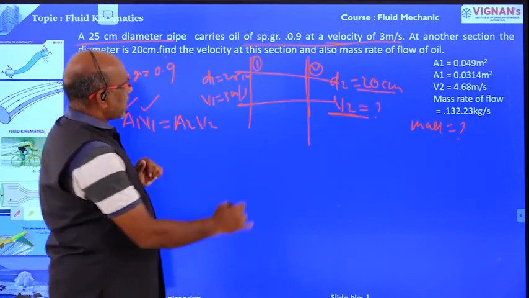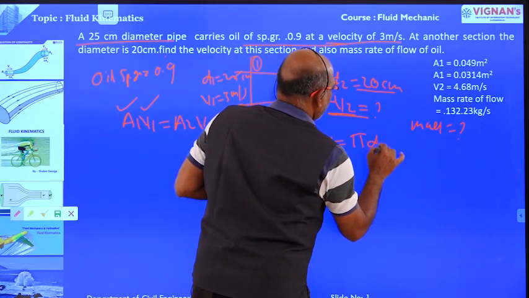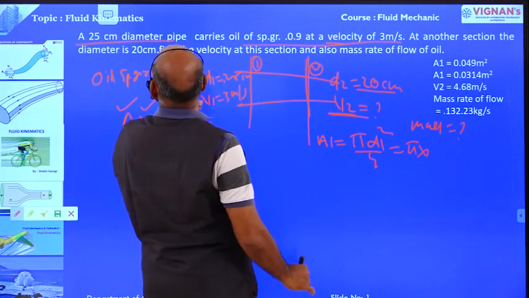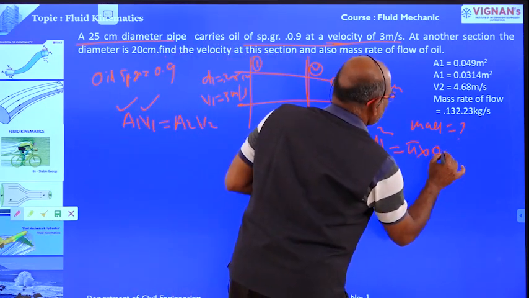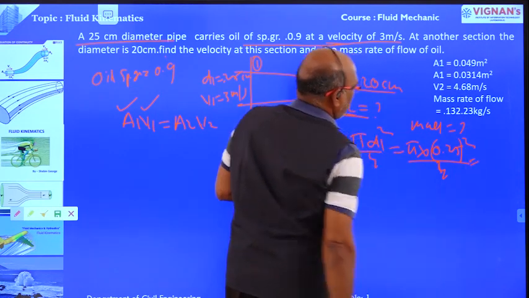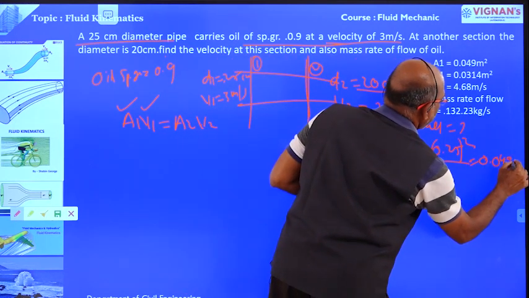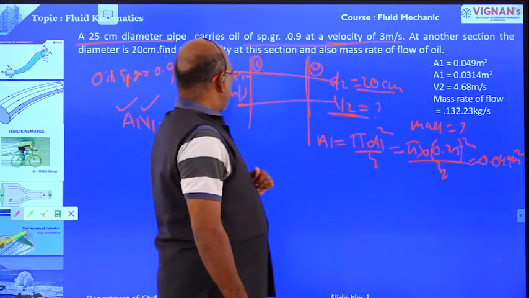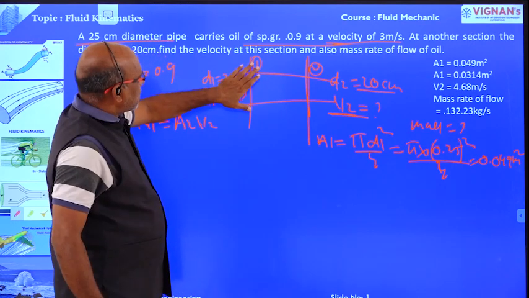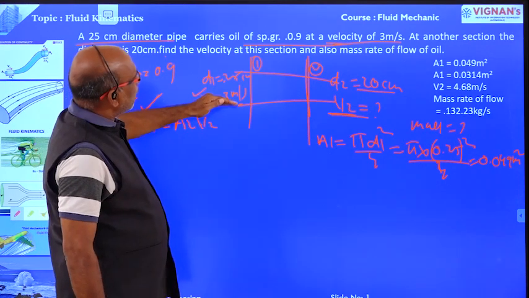Right, what is the area at section 1-1? A1 is equal to, same formula, pi d1 squared by 4. What is the diameter? Diameter is 25 centimeters, that converts into 0.25 meters, divided by 4. A1 is equal to 0.049 meter squared. Then velocity V1 is given, that is 3 meters per second at section 1-1, at the 25 centimeter dia pipe.